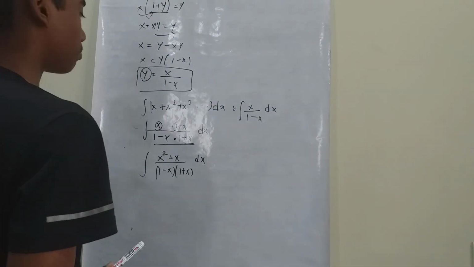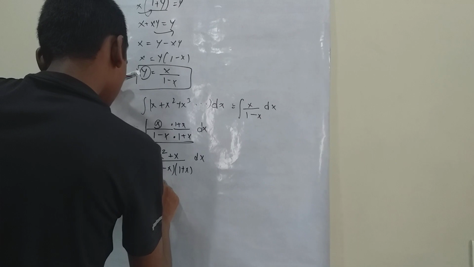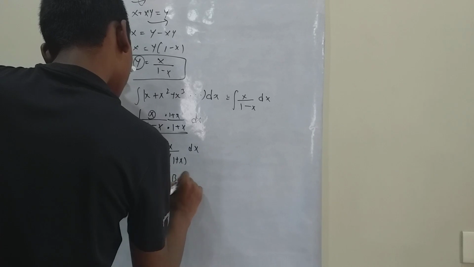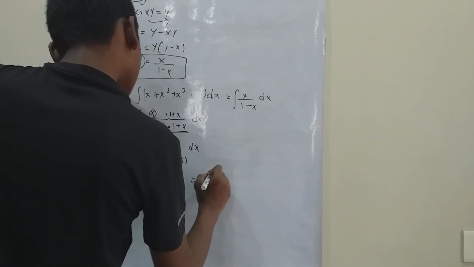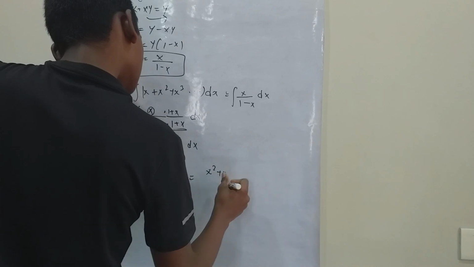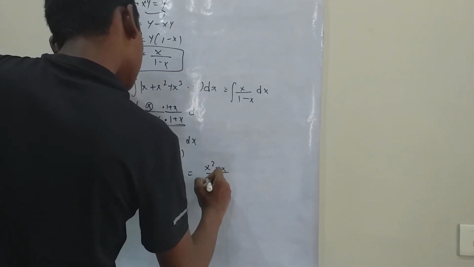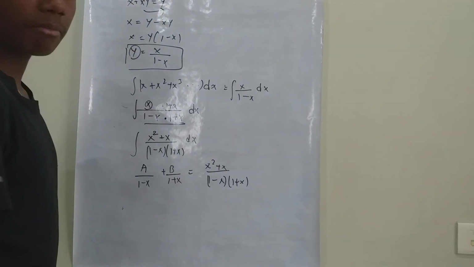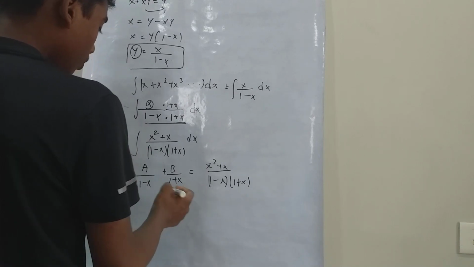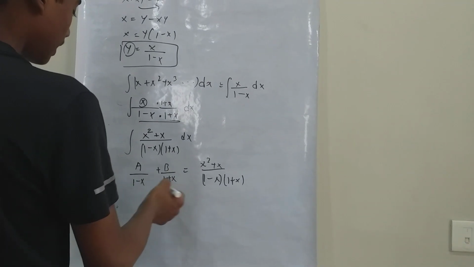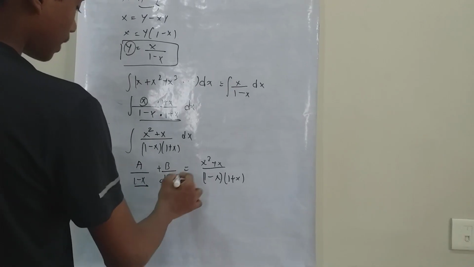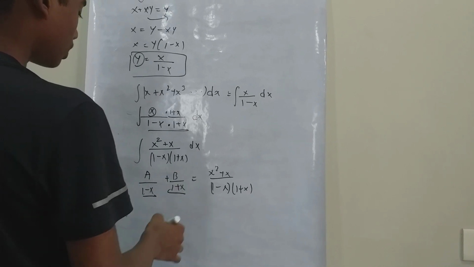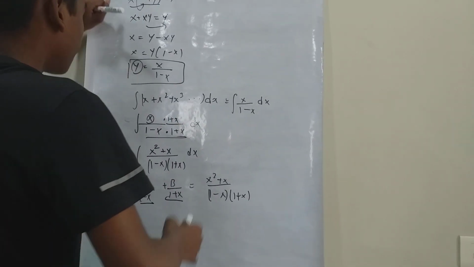So when I'm going to use partial fractions, I've got to take a divided by 1 minus x plus b divided by 1 plus x equals x squared plus x divided by (1 minus x) times (1 plus x). So we've got to just find the a and b values. I'll multiply these two, and the denominator gets cancelled on both sides. Then I'll just use x equals some value, then find a and b.